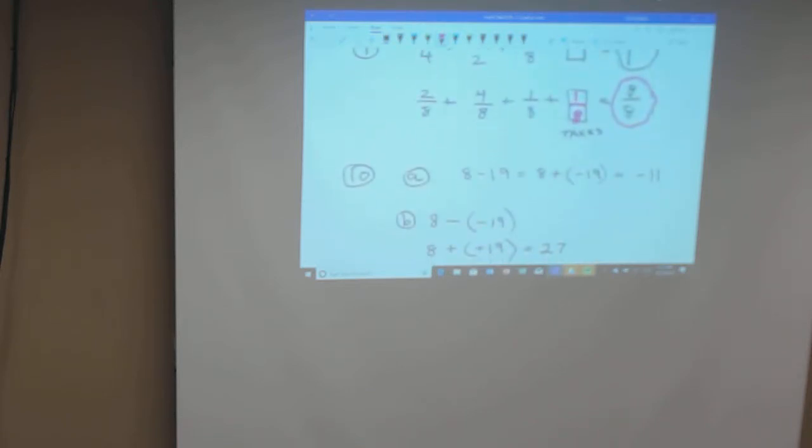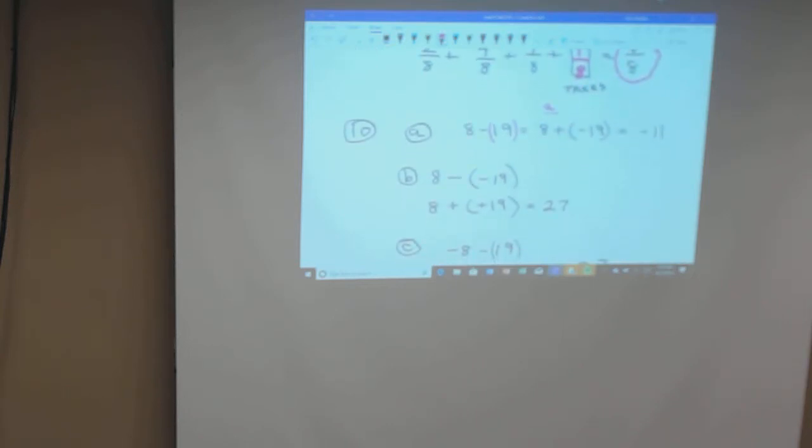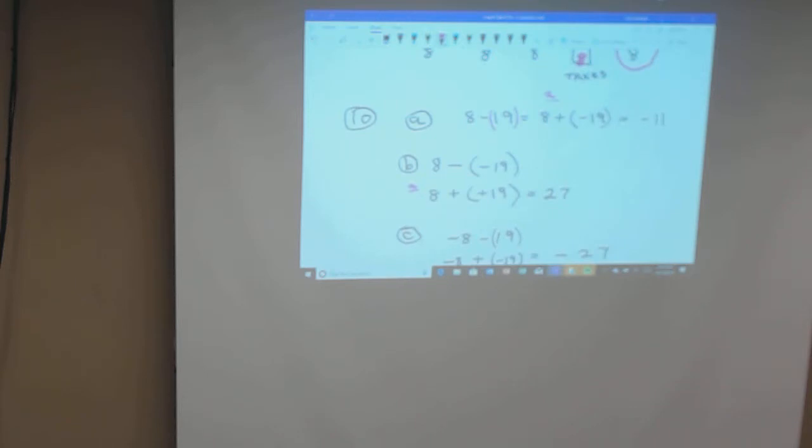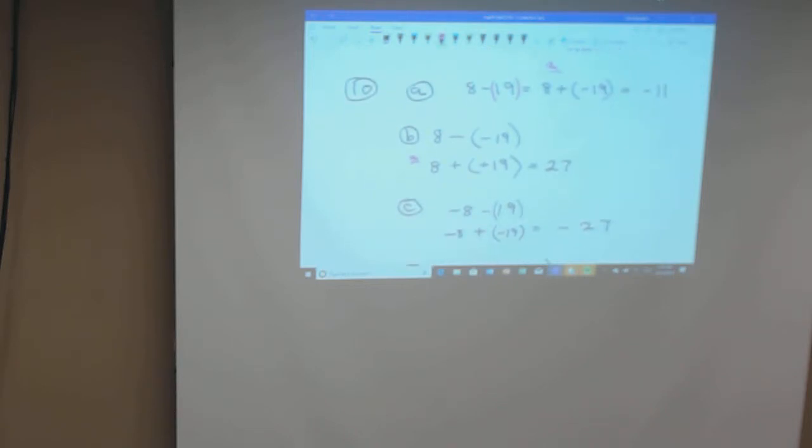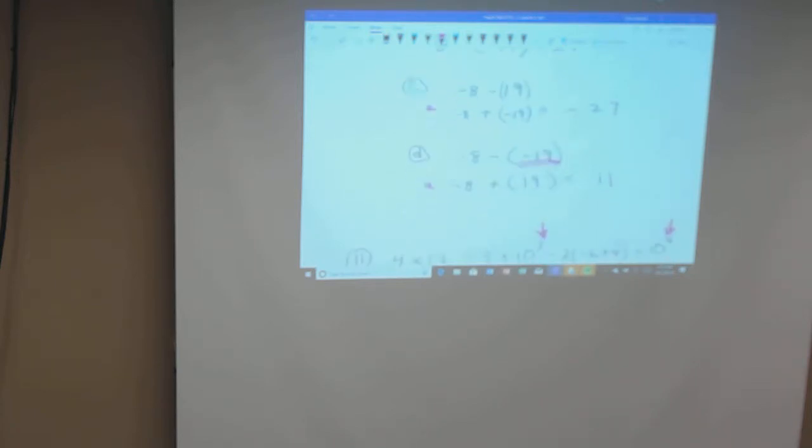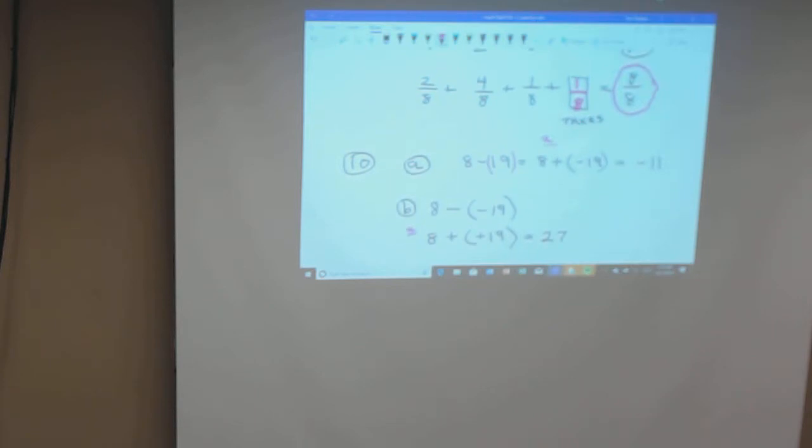Number 10. Change the following to equivalent addition problems. So the first thing I do is change it to an addition problem. 8 minus 19 is 8 plus negative 19. Remember that? 8 minus this is 8 plus the opposite of that. So in every one of these, I change them to an equivalent. I change the subtraction to an addition problem. And then I come back and give the result.